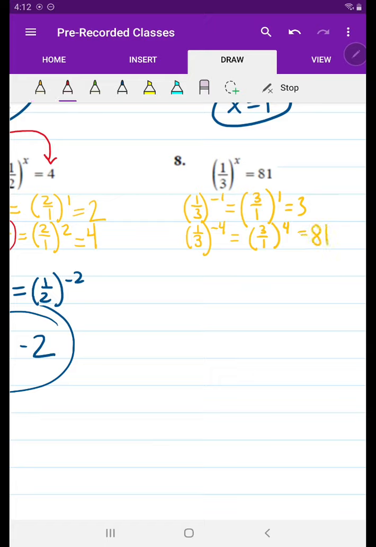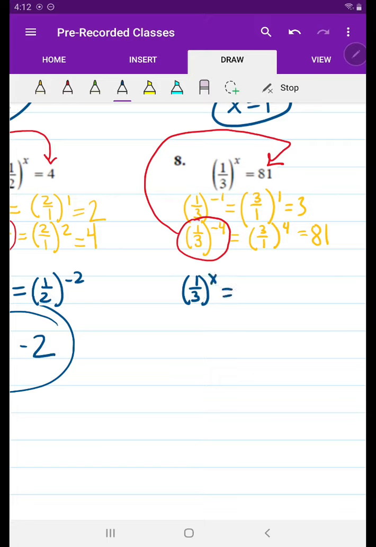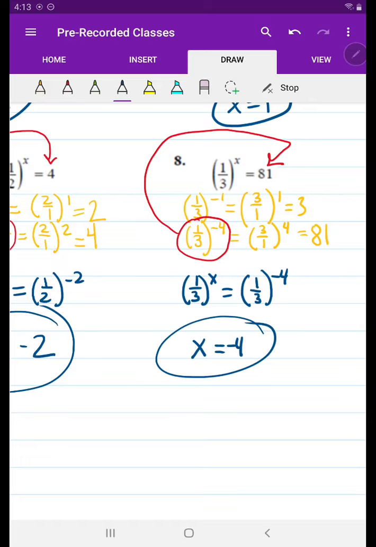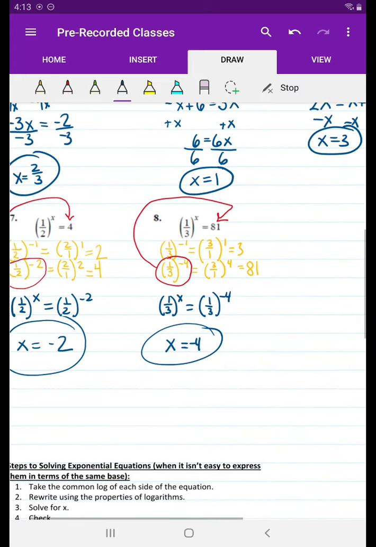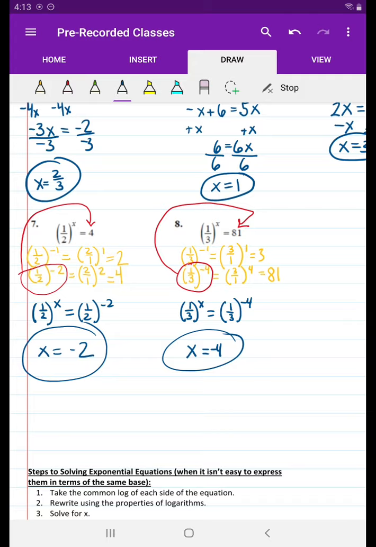So then we can take this 1/3 raised to the -4 and put that in place of 81. So our first line, we'll hold on to that 1/3 to the x, and then that 81, we can replace with 1/3 raised to the -4. And so now we've got the same base on either side of the equal sign, so we can clear those bases of 1/3, and we'll get x is -4, and there's our answer, and we're all done. So those are some examples of equations that we can solve that have the same base, or that we can rewrite with the same base.